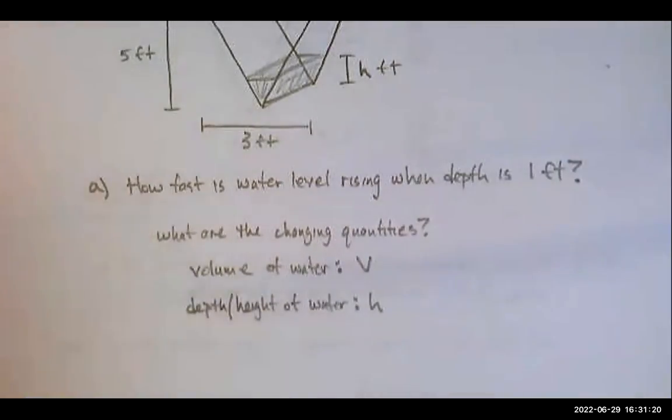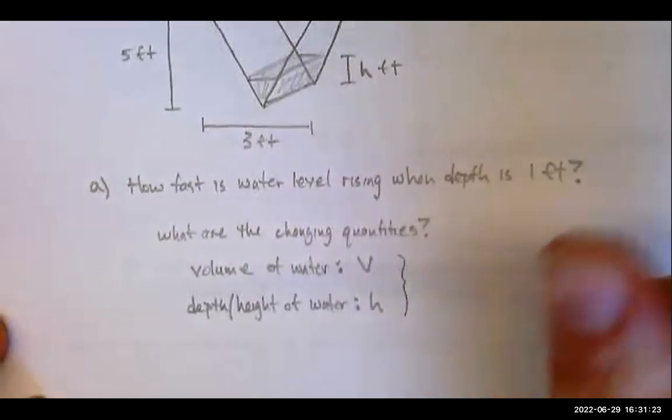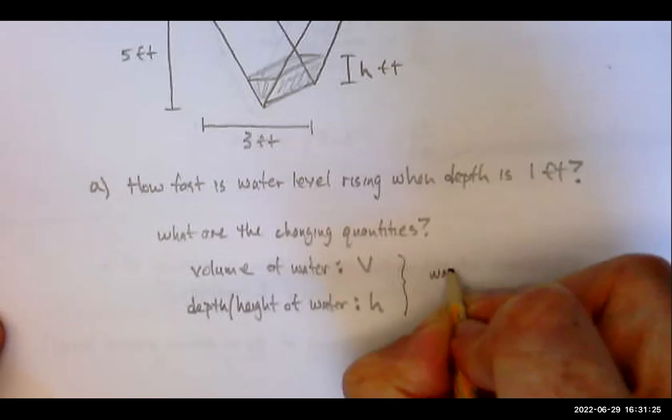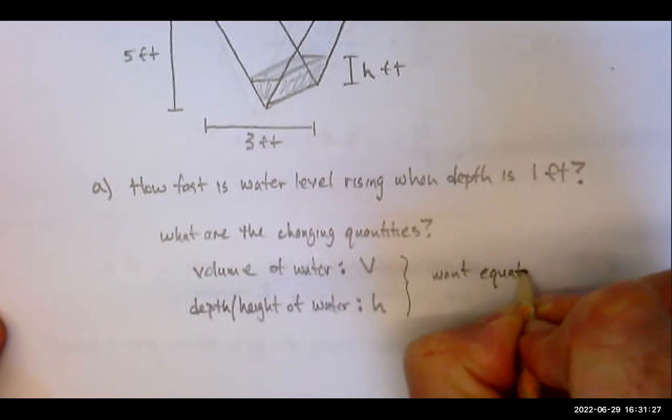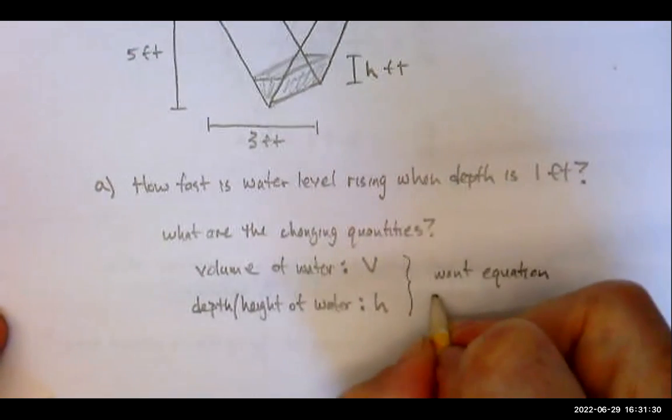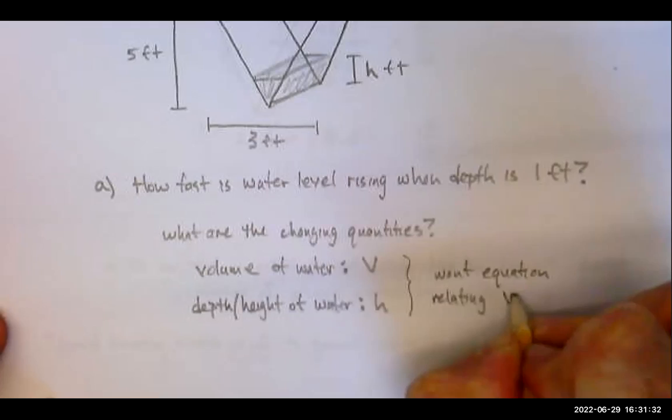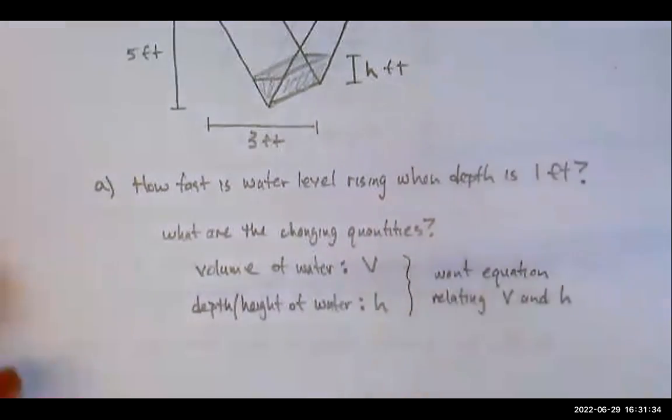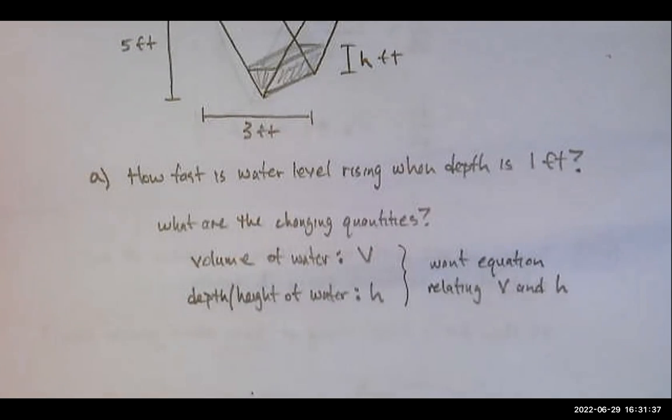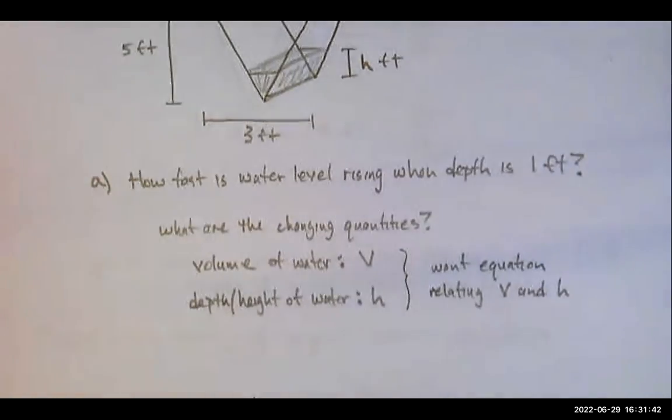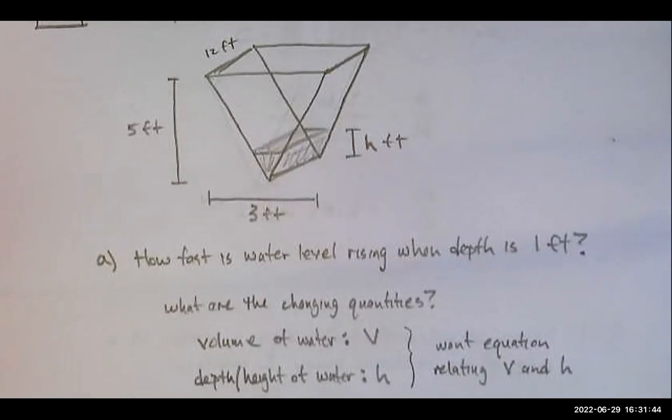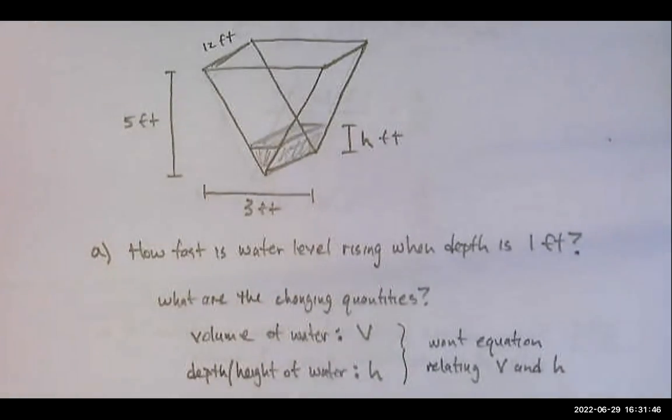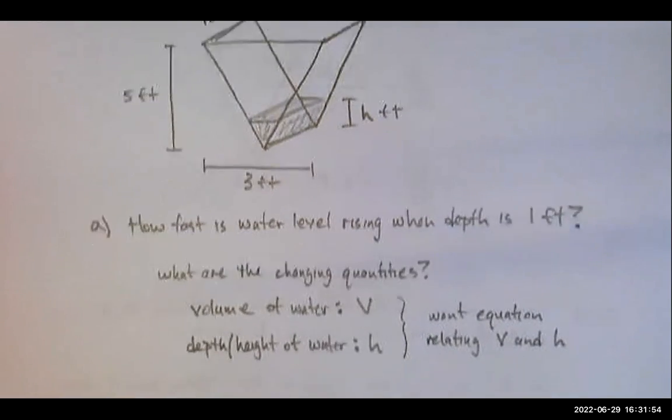So the first thing we want to do, we got the drawing already. We want an equation relating V and H, an equation that contains both the volume and the height of the water. Turns out this is going to take some thought. How are we going to do this? We got this three-dimensional thing. We can't just jump right to a formula or something. We actually have to piece this together ourselves.